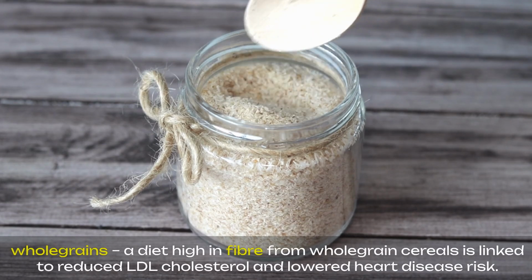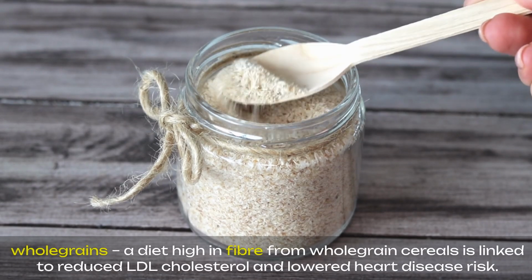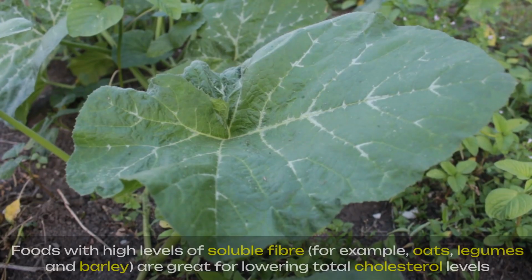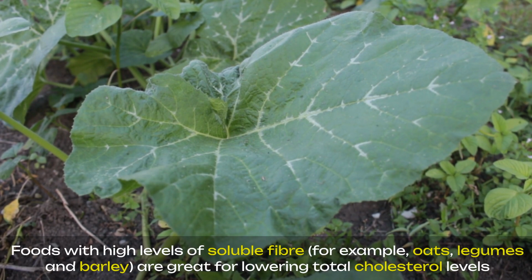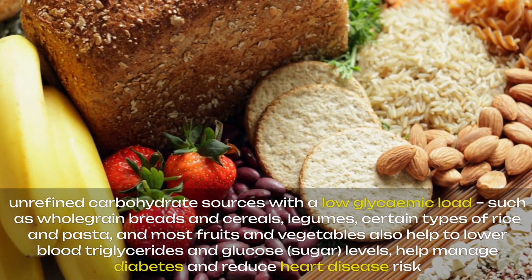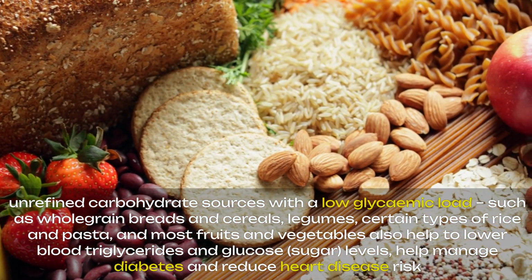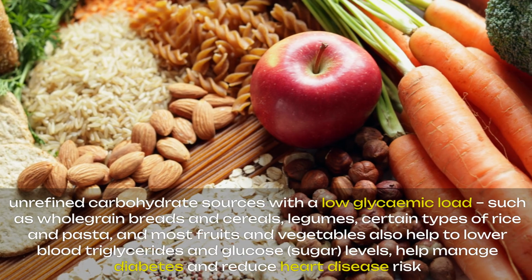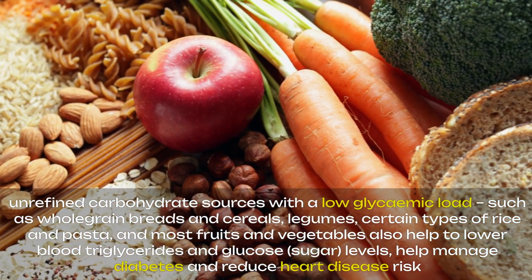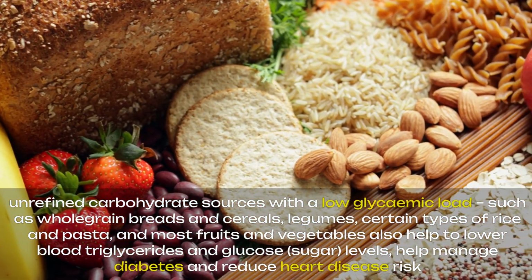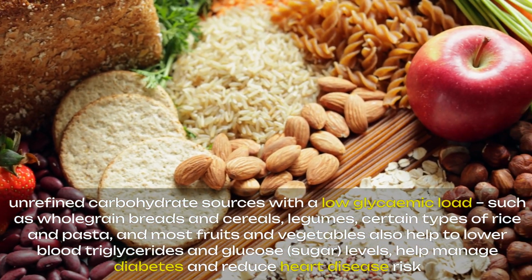Whole grains. A diet high in fiber from whole grain cereals is linked to reduced LDL cholesterol and lowered heart disease risk. Foods with high levels of soluble fiber, for example oats, legumes, and barley, are great for lowering total cholesterol levels. Unrefined carbohydrate sources with a low glycemic load, such as whole grain breads and cereals, legumes, certain types of rice and pasta, and most fruits and vegetables also help to lower blood triglycerides and glucose, sugar levels, help manage diabetes and reduce heart disease risk.